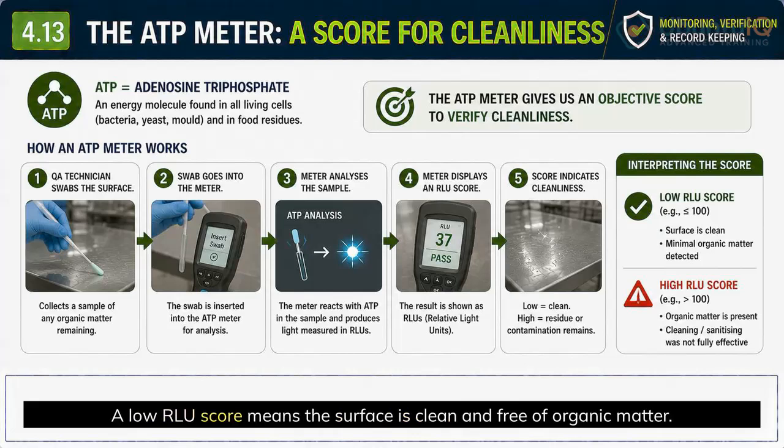A low RLU score means the surface is clean and free of organic matter. A high RLU score means there's still something on that surface, food residue, microbial contamination, or both, and the cleaning process didn't fully succeed.